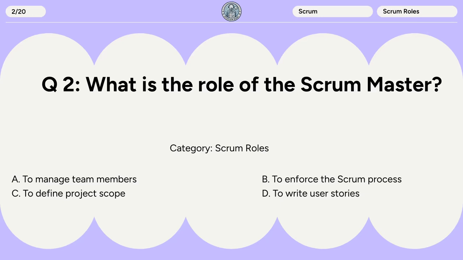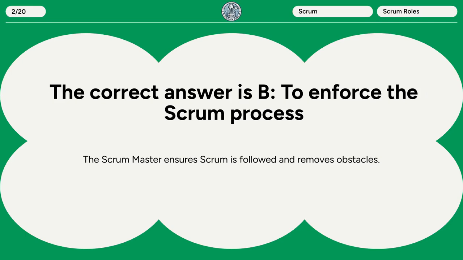Question 2. What is the role of the Scrum Master? A. To manage team members. B. To enforce the Scrum process. C. To define project scope. D. To write user stories. The correct answer is B. To enforce the Scrum process. The Scrum Master ensures Scrum is followed and removes obstacles.